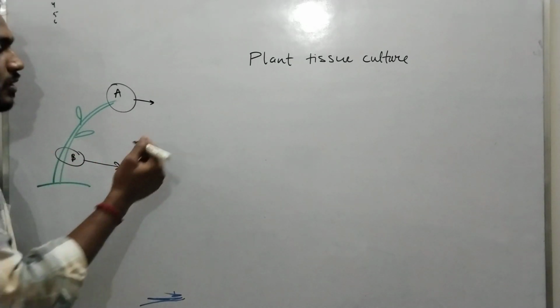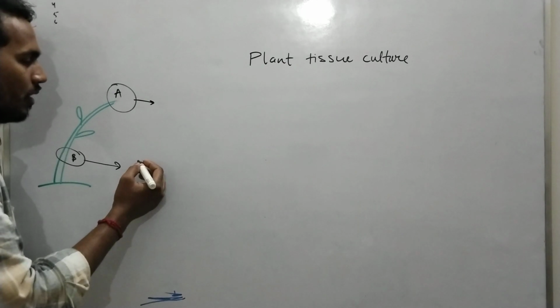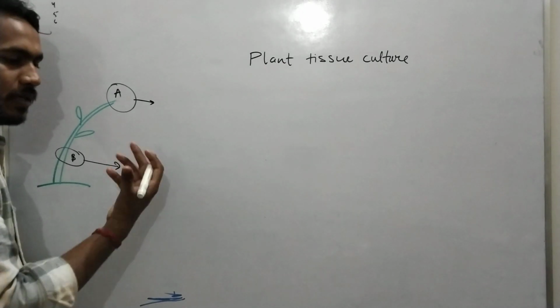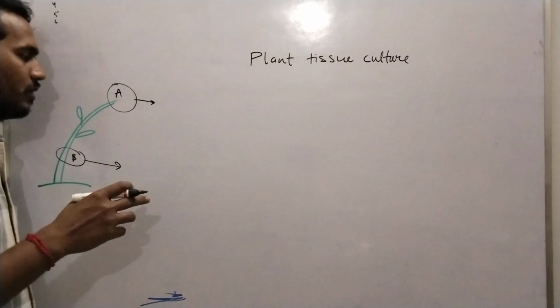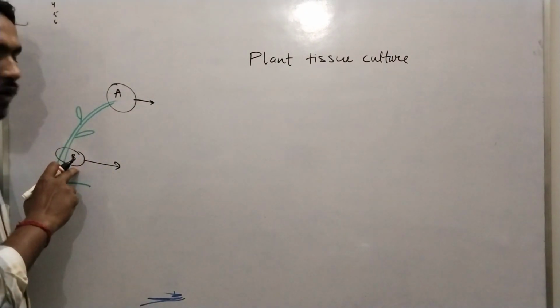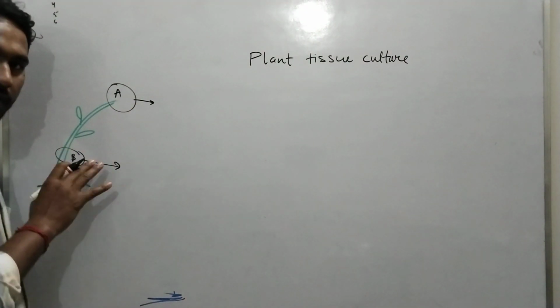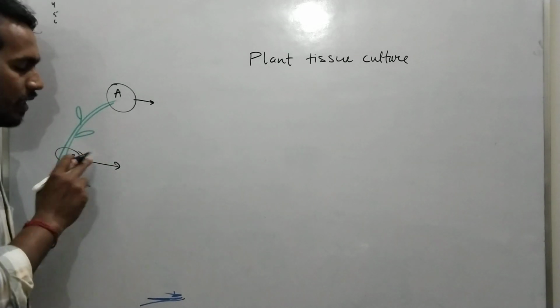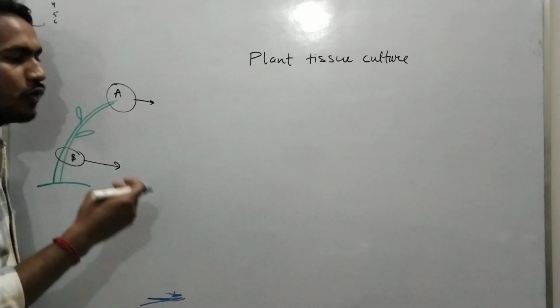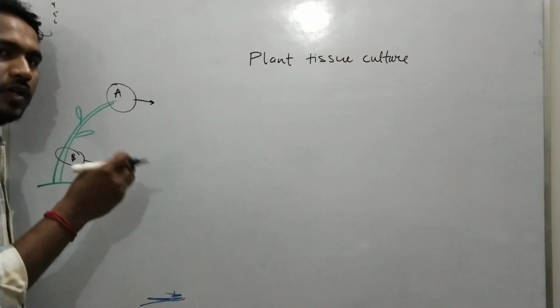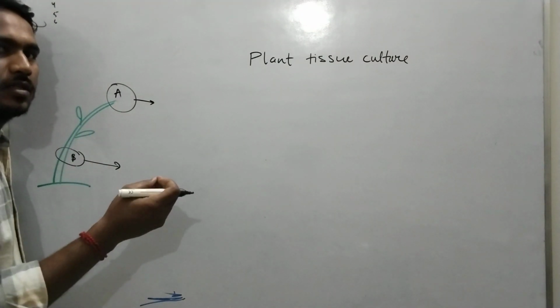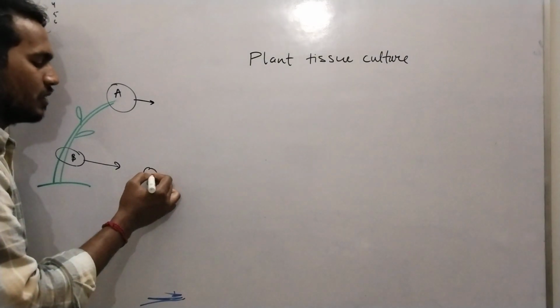That is called meristematic tissue, and they will attain a proper function. So B is all non-dividing cells. If we are taking the B cells, then we have to induce these cells by cytokinin to divide into new cells. So these are non-dividing cells.